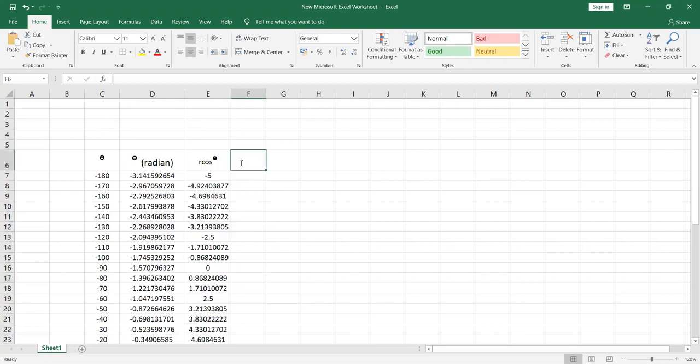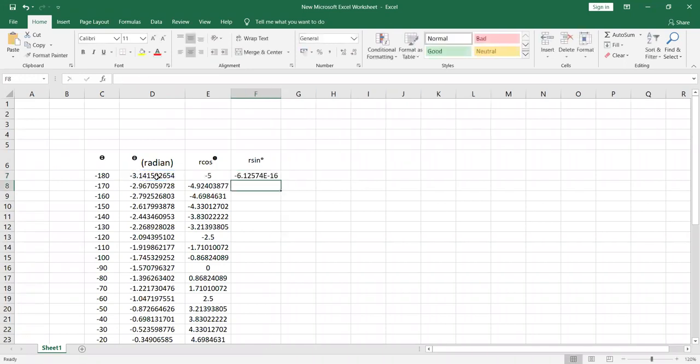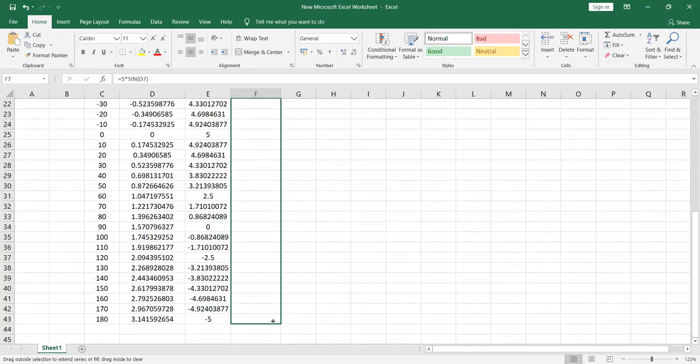Okay. Then the next column is r sine theta, like this. In this case also, you have to use the function: is equal to the value of r, 5, into sine. Select the sine function here, double click on this and select the number which is in radian, and then close the bracket and enter. So some value will come here.